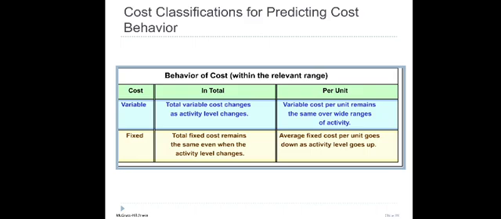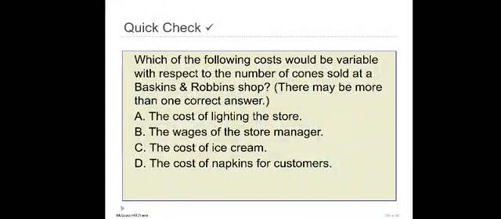Okay, this is the summary for fixed cost and variable cost. Let's see this example. Which of the following costs will be variable with respect to the number of cones sold at the Baskin Robbins shop? Remember the definition of variable cost. Variable cost is a cost that will increase when the quantity of the product increases. So what is the answer?